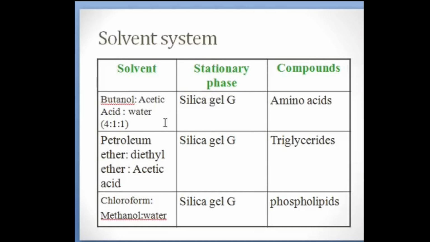The solvent system can be different, okay? It is not necessary that it has to be only the butanol, acetic acid and water. So in case of thin layer chromatography, if you want to separate amino acids, the stationary phase we use is silica gel, and the solvent we can use is this BAW, butanol, acetic acid and water. If we want to separate triglycerides, we use petroleum ether, diethyl ether and acetic acid. If we want to separate phospholipids, we use chloroform, methanol and water. So different solvent system for different compounds that we want to separate.